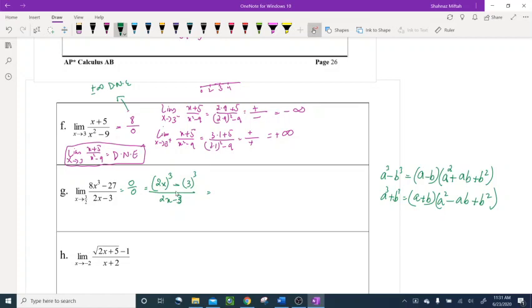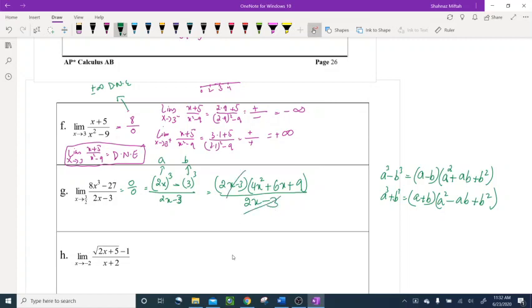I'm going to pick 2x minus 3 as it is, and then inside I have a squared, which means this is my a, so it's going to be 4x squared, plus ab. Ab means I have to multiply these two, so that will give me 6x, plus b squared means 3 squared, which is 9. That's a b, and this is A, over 2x minus 3.